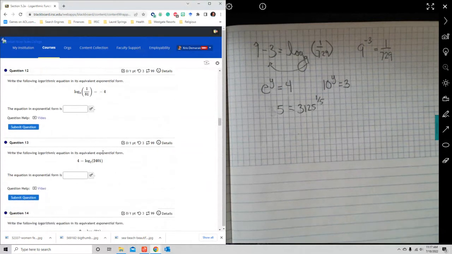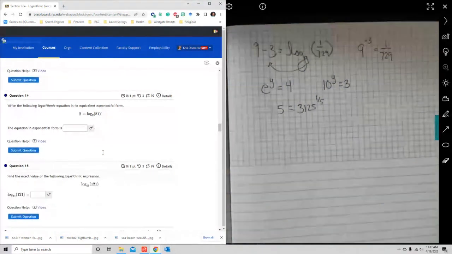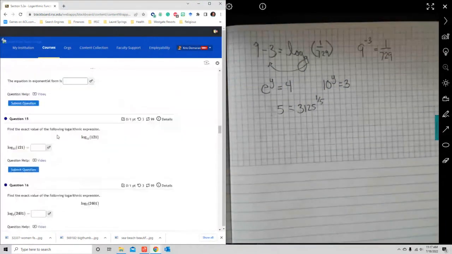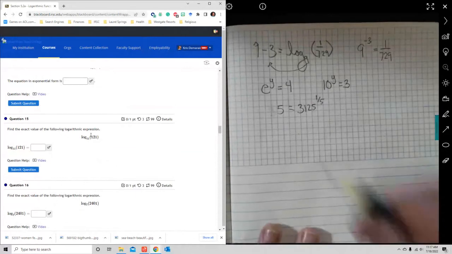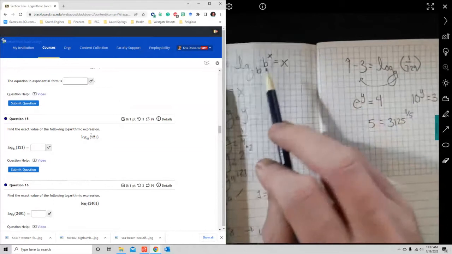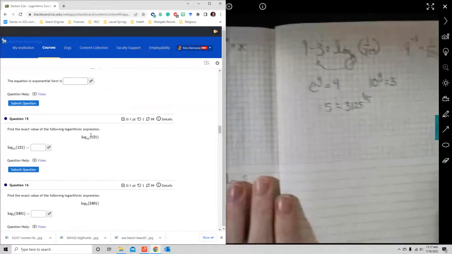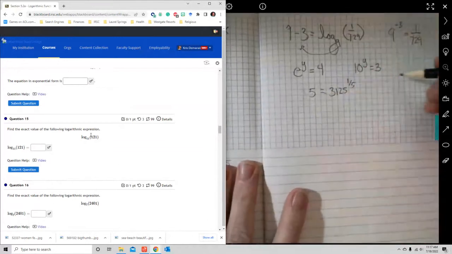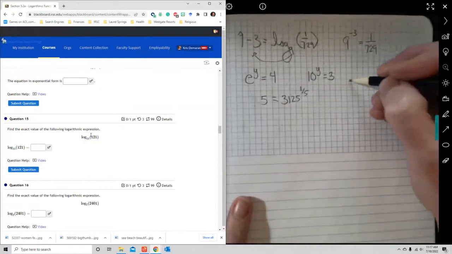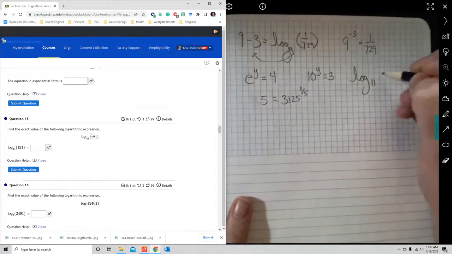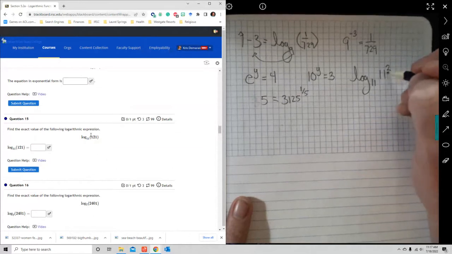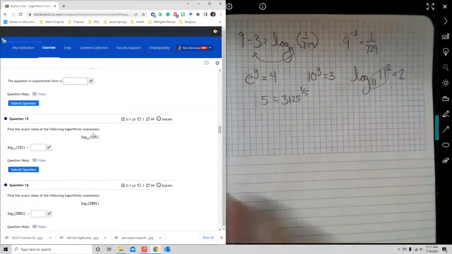Now I've done a lot of explanations of properties with you. So none of this is really changing. Now it wants us to find the exact value of the following logarithmic function. I just went over this rule with you, right? That's what they're going to want us to do here. When you say log base 11 of 121, 121 is 11 to the 2nd power. So since these are equal to each other right here, my answer is 2, and I'm done.